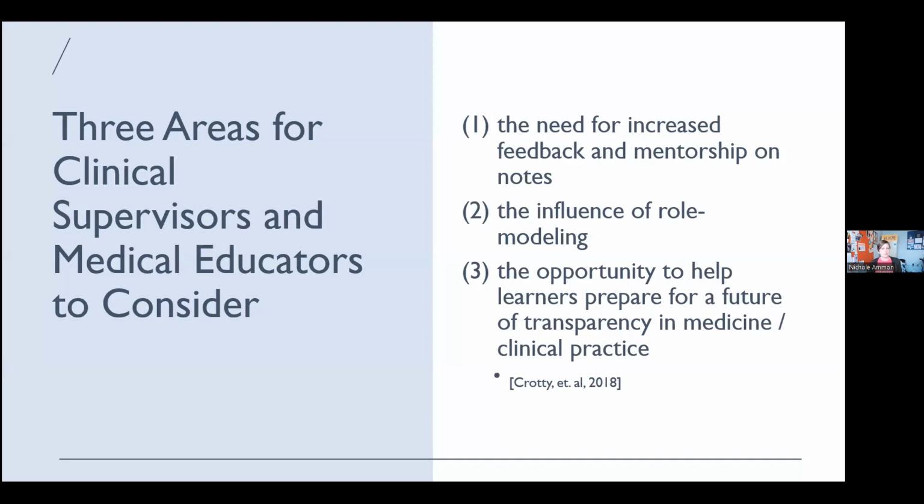So in one of the studies I referenced, they noted 3 areas for clinical supervisors and medical educators to consider when looking at clinical documentation. The need for increased feedback and mentorship on writing notes, the influence of role modeling on how the supervisee or trainee is perceiving open notes and their approach to writing clinical documentation, and the opportunity to help learners prepare for a future of transparency in clinical practice. So just really getting them used to open, transparent clinical documentation from the beginning.